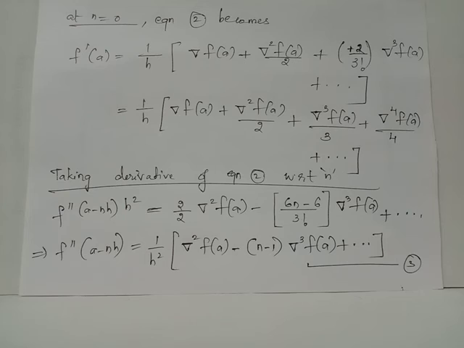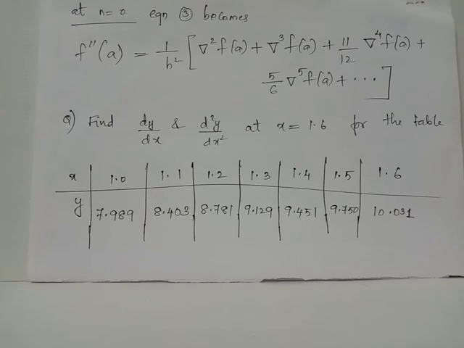Now let us consider the special case n = 0, so that equation 3 becomes f''(a) = (1/h²)[∇²f(a) + ∇³f(a) + 11/12 ∇⁴f(a) + etc.] Equation 3 at n = 0 gives f''(a) = (1/h²)[∇²f(a) + ∇³f(a) + 11/12 ∇⁴f(a) + 5/6 ∇⁵f(a) + etc.]